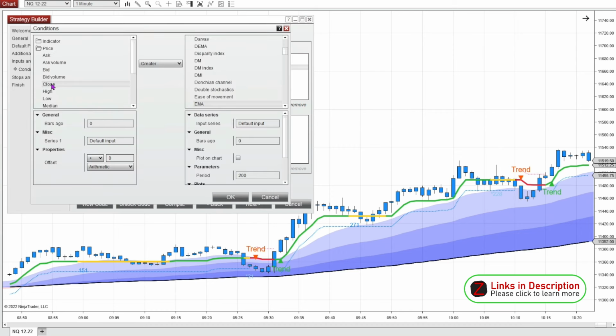Under price, we want the close of the current bar to also be greater than the EMA. Under the indicators, you choose EMA, and I've got a period of 200, and that's this black line. I want price to also be above this black line, and that'll keep us out of these little blip short trades. So the only way it's going to enter into a trade is if price closes above the trailing stop line and price is also above this 200 EMA.